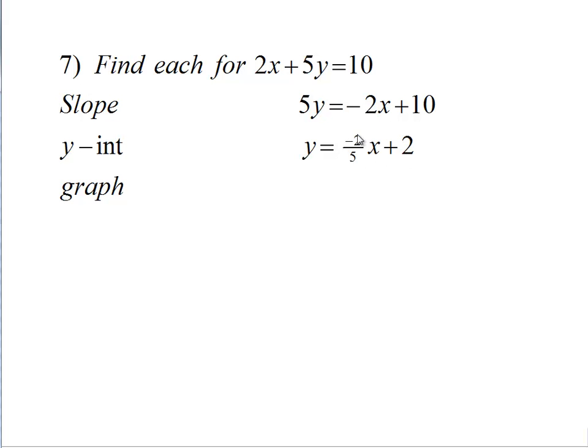Now the number in front of x is my slope, -2/5. The y-intercept is this number at the end, 2, or if you want to make a point, (0, 2). Now we're going to graph it. Okay, I'm going to make a graph.